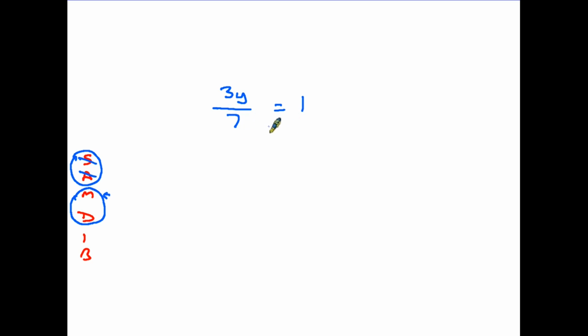And to make this example look a little tidier, the first thing I would move would be the 7. So I'm going to move the 7 across to the other side first. Now again, what is the function of the 7 at the moment? Well, it's divide. It is saying 3y divided by 7. Therefore, that 7 moves to the other side and it changes from a divide to a multiply. So we now have 3y equals 1 times 7 is 7.